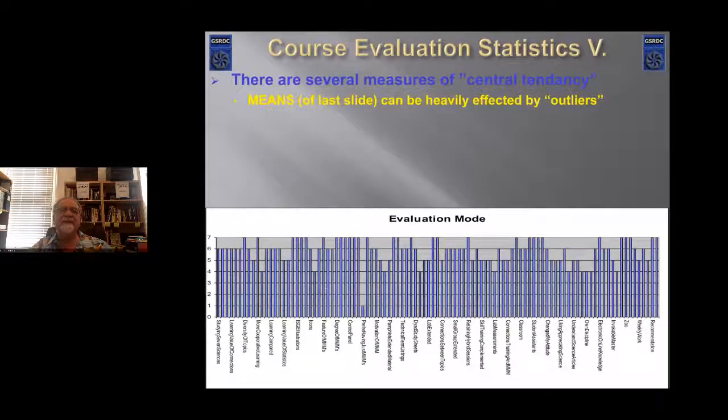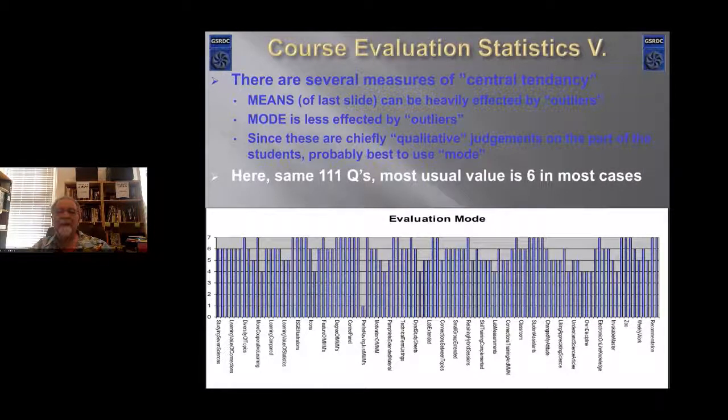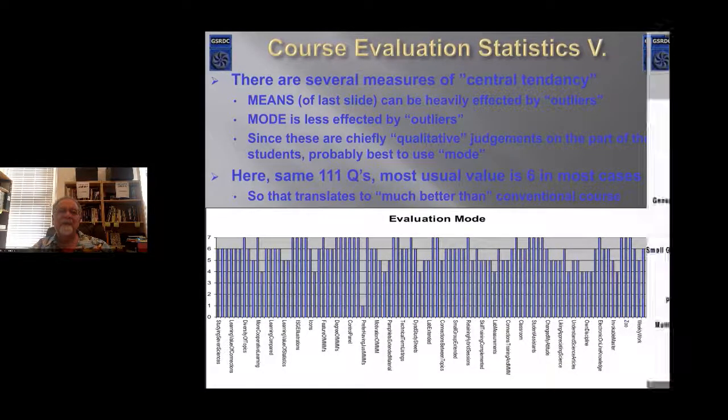The central tendencies: you can look at means, you can look at mode, but we think that mode is better than means because of the effect of outliers. Let's say somebody you upset doesn't like you at all, they can really give you a very low score, or a very high score because they love you. Those outliers can affect the mean, but they can't affect the mode. And in this case, for 111 questions, the most usual value is 6, which out of 7 is just about the highest, much better than conventional courses.